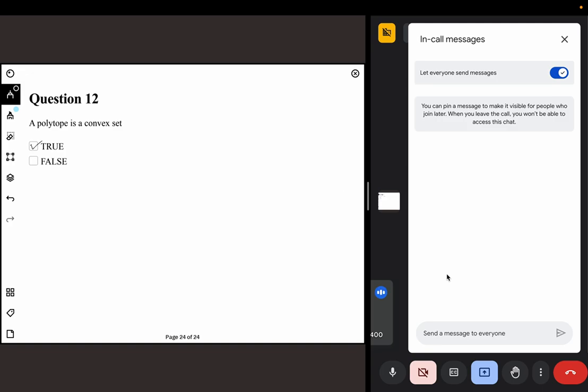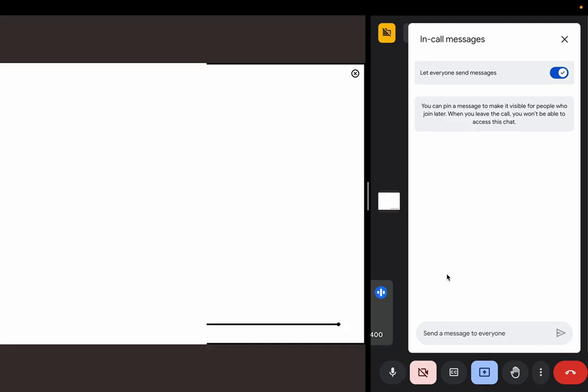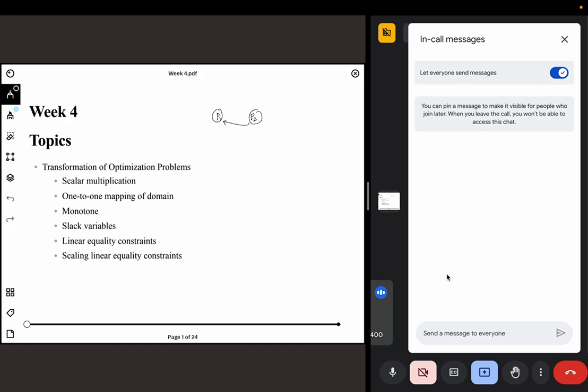I think these are the questions I have for this week. To summarize what we have discussed, we initially started with transformation. All we wanted to do is identify the equivalence between problems. So if you solve one problem, you actually get the solution for the other problem as well. These are the different cases we have seen.